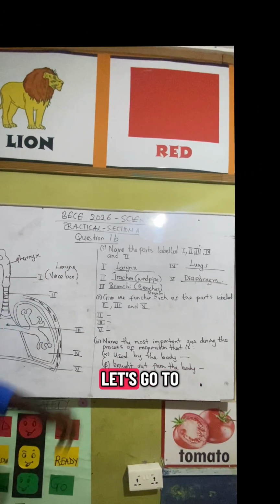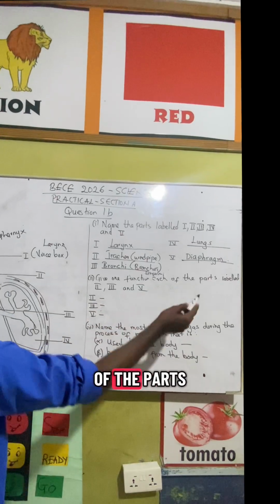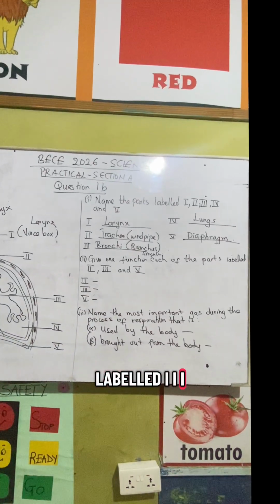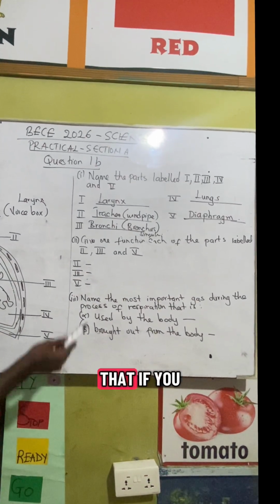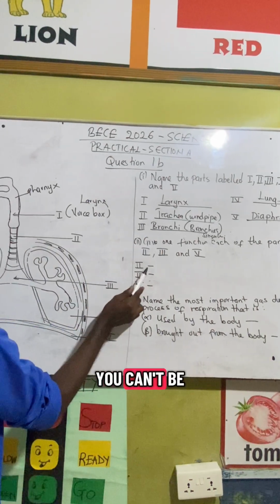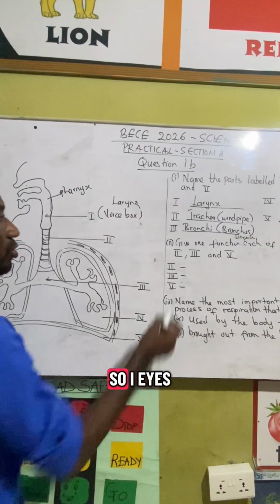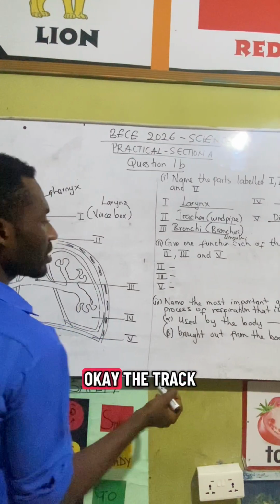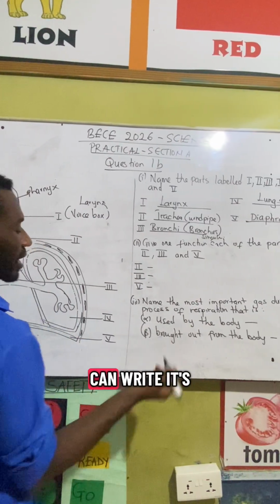Did you get it correct? Let's go to the next part. Give one function each of the parts labeled II, III and V. So meaning that if you don't know your parts, you are wrong. And if you get here wrong too, you can't give the function over here. So our II is what? The trachea, okay? The trachea has two main functions you can write.